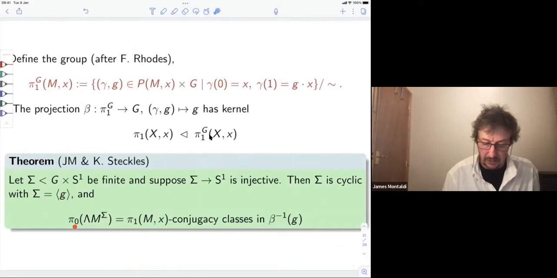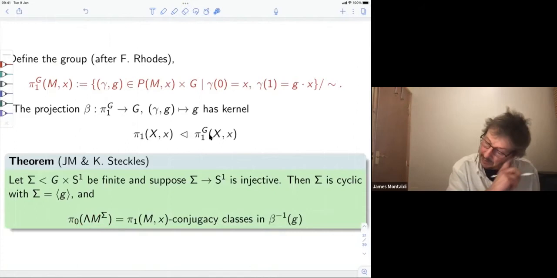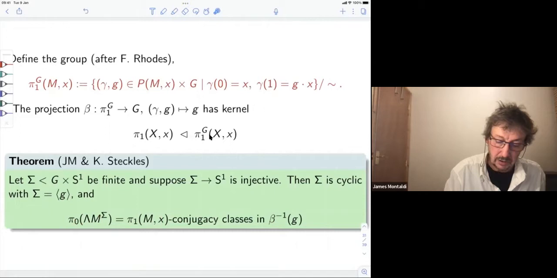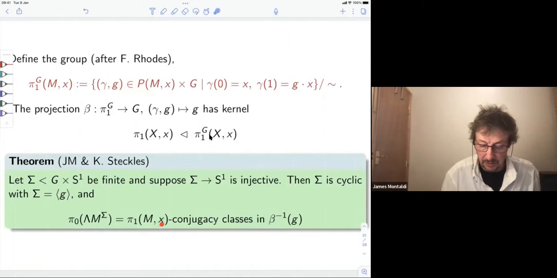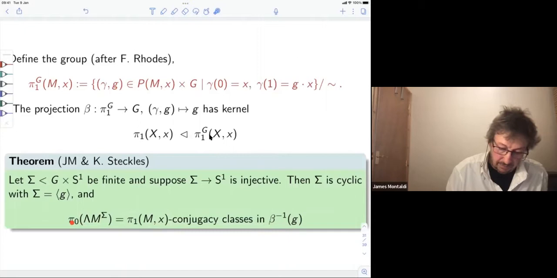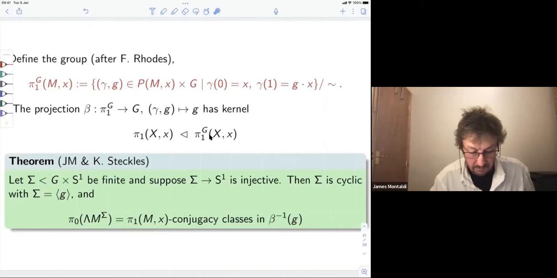So then the story is that pi zero of this space of symmetric loops is, instead of conjugacy classes of pi one in itself, conjugacy classes for pi one in beta inverse of G. Beta was the projection of pi one G down to the group by taking the second component here. So it's a coset of pi one. Pi one is beta inverse of the identity element. So instead of taking beta inverse of the identity element, we take beta inverse of G and look at pi one conjugacy classes in this space. That gives a way of enumerating the connected components of the space of symmetric loops.